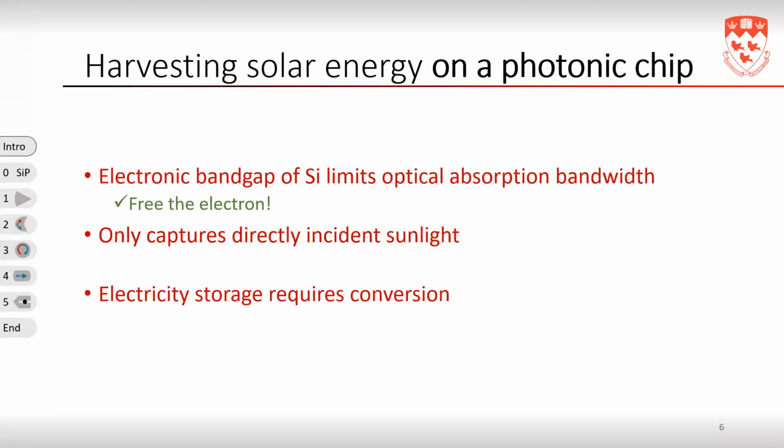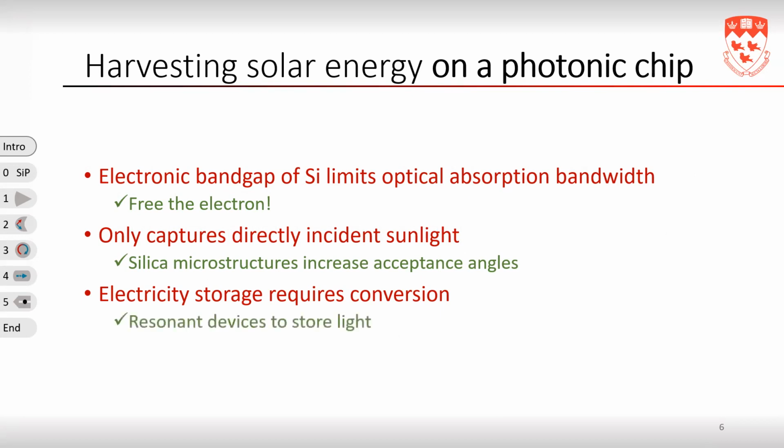Well, first of all, instead of using bound electrons, we could use free electrons, thereby circumventing the electronic band gap. We could use silica microstructures on the top of the chip in the cladding to increase its acceptance angles and couple to ambient light. And finally, photons, being bosons, can be stored as an infinite number of photons in the same state, allowing for extremely high energy densities. And we could use such resonant devices to store light instead of electricity.